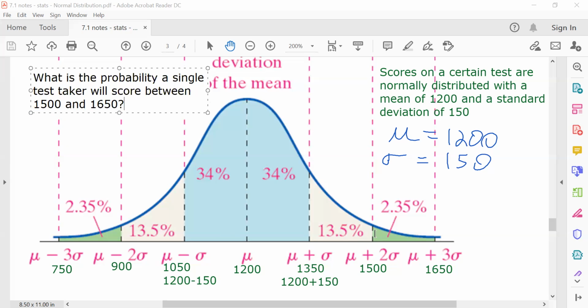Well, we can see that the area under the curve between 1500 and 1650 is 0.0235 or 2.35%. So the answer is 2.35%.